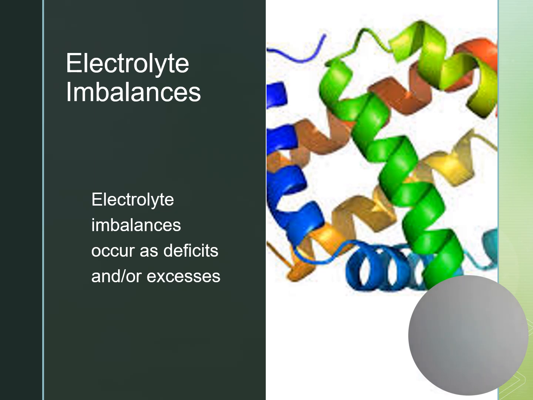Electrolyte imbalances will occur as deficits or excesses. So we may have a low level or we may have a high level. And these are usually accompanied by fluid volume changes. Causes of electrolyte imbalances for a deficit, maybe we're giving IV fluids. The client is vomiting, has diarrhea, or is taking diuretics.